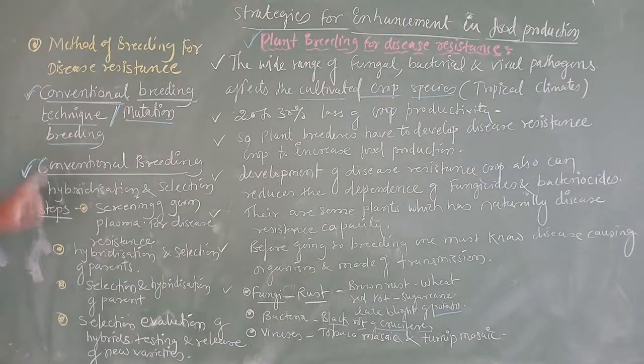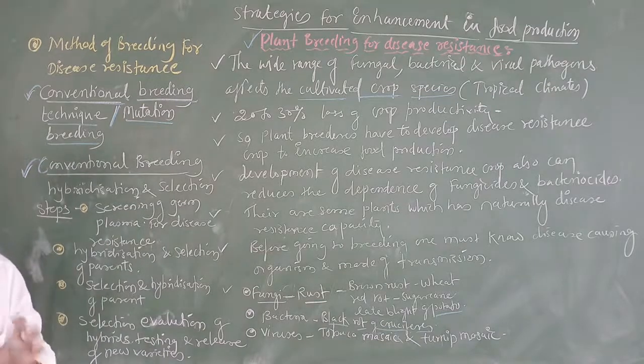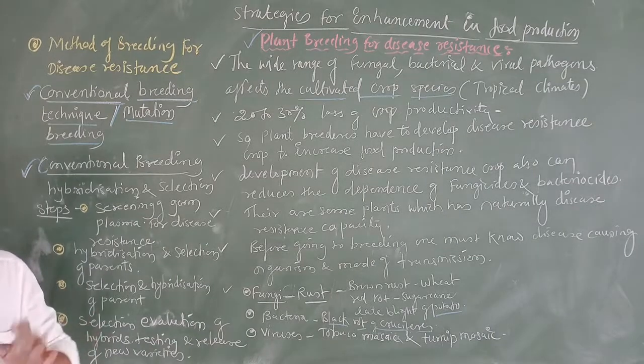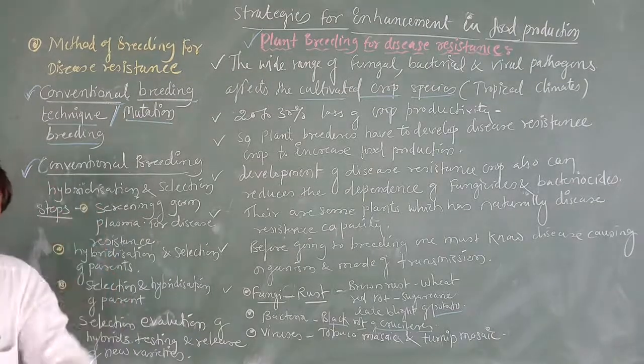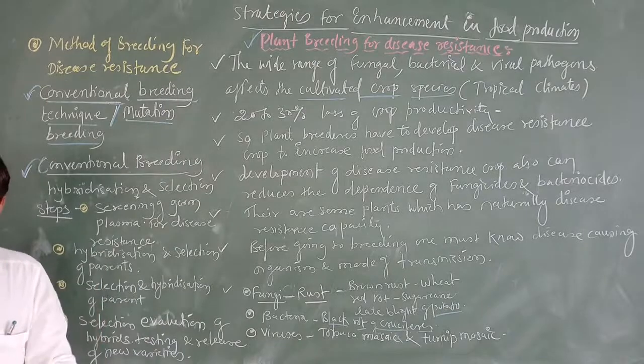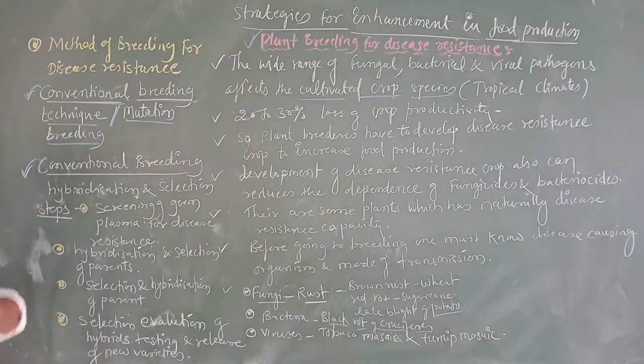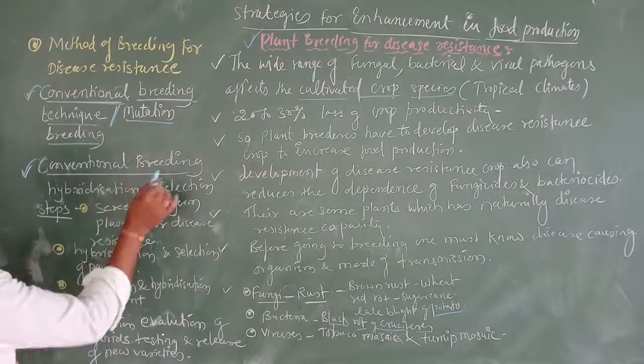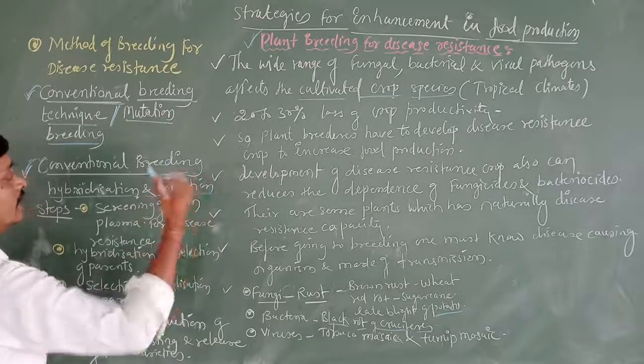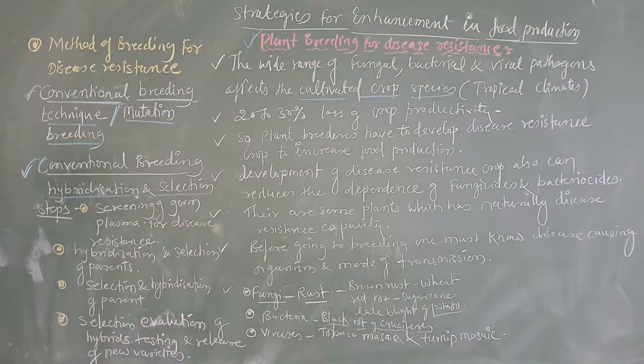Let us know about the conventional breeding technique. Conventional breeding, in the sense, is nothing but hybridization and selection. I hope you are all familiar with the steps involved in a plant breeding technique, the steps we follow in a conventional breeding technique. Conventional breeding technique is nothing but hybridization and selection.